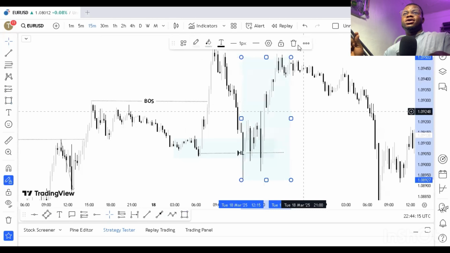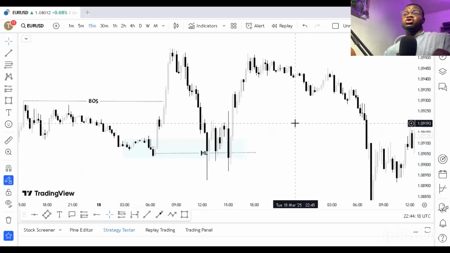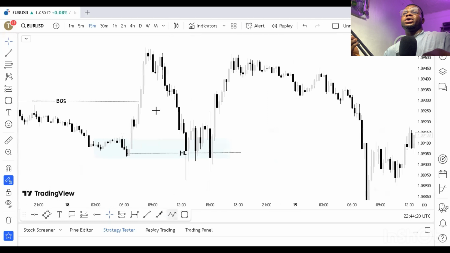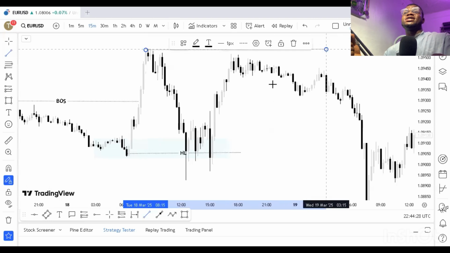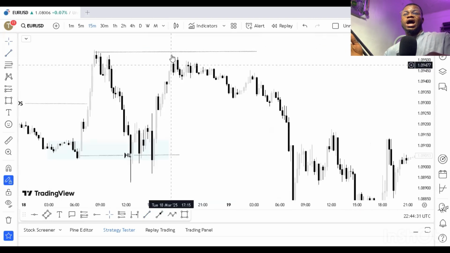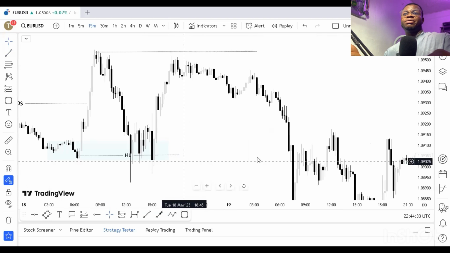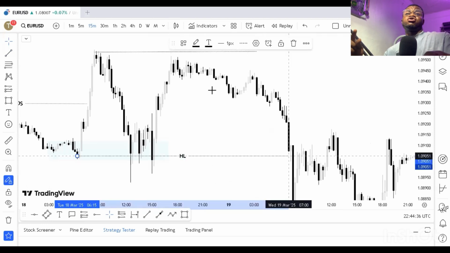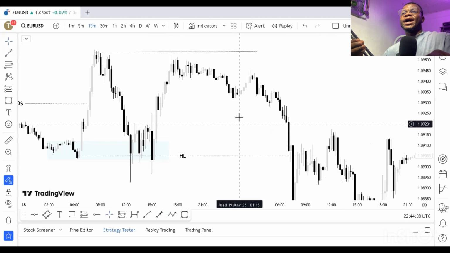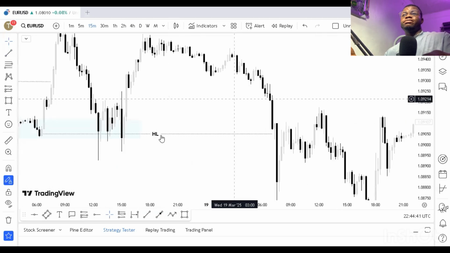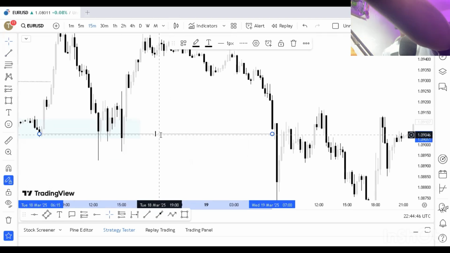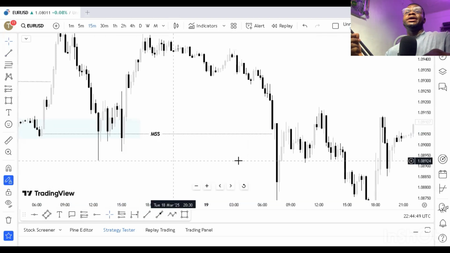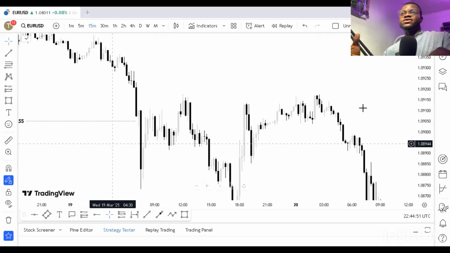Let us see another reason why break of structure is important. If you discover, we had a new high here. Price came to the level, but unfortunately price failed to break above it. Because we didn't have a break of structure to the upside, we have a market structure shift. Price changes to the downside. I'll be doing a video explaining market structure shift. All right, let us not make this video too lengthy.